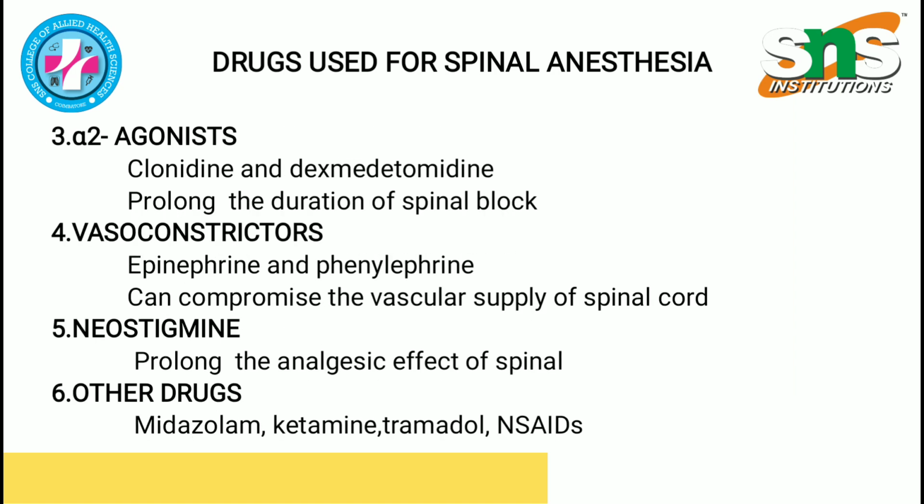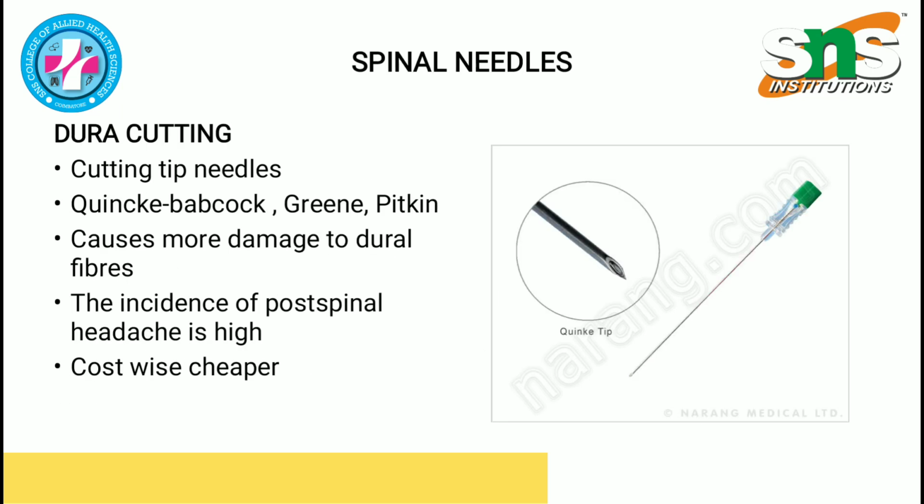The next comes alpha-2 agonists, which include clonidine and dexmedetomidine. They prolong the action of the spinal block. Then come vasoconstrictors, which include epinephrine and phenylephrine. They can compromise the vascular supply of the spinal cord. Then neostigmine, which prolongs the analgesic effect of spinal. Other drugs include midazolam, ketamine, tramadol and NSAIDs.